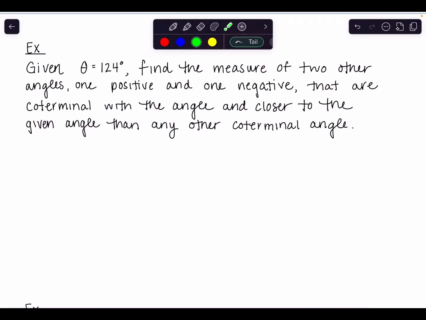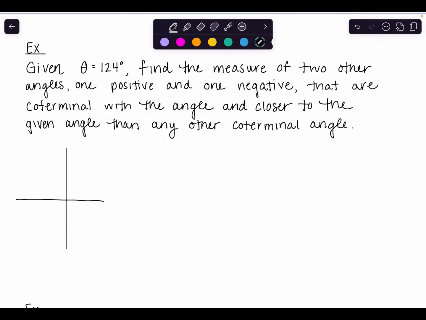Given that theta is 124 degrees, we're going to find the measure of two other angles, one positive and one negative, that are coterminal with the angle and closer to the given angle than any other coterminal angle, okay? That basically means I want the smallest ones that are closer to it. So I only want to go one revolution in each direction.